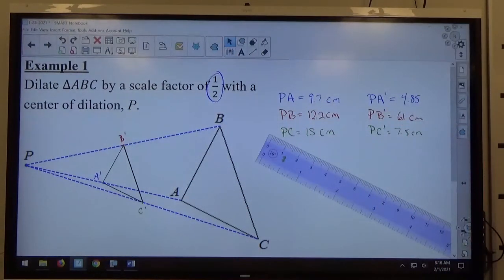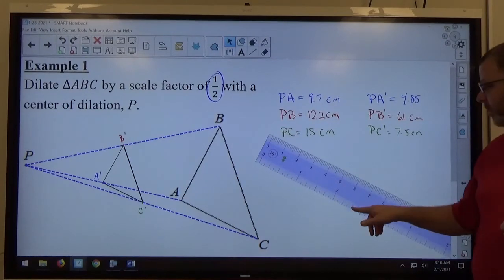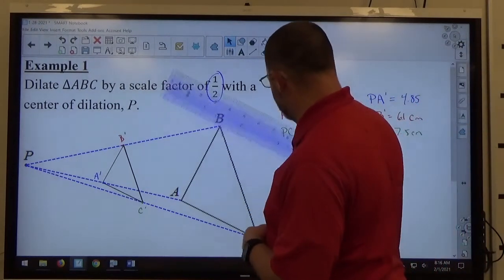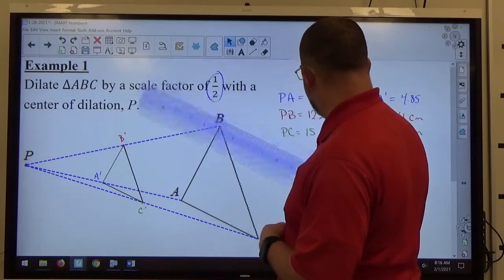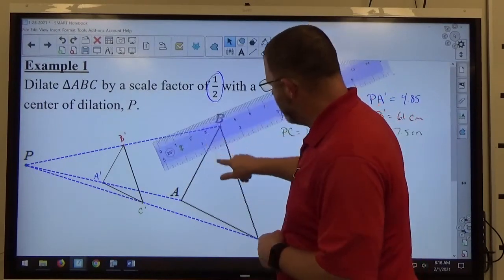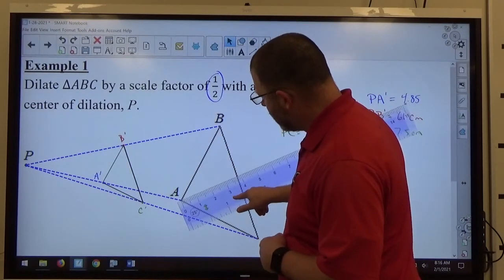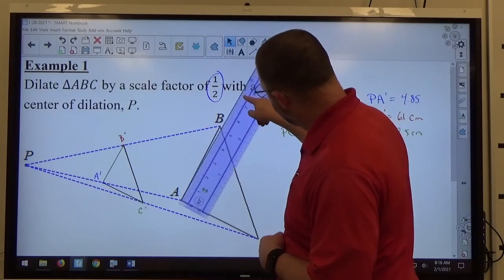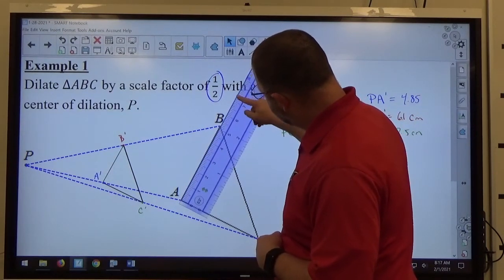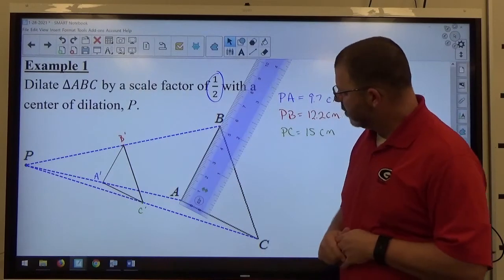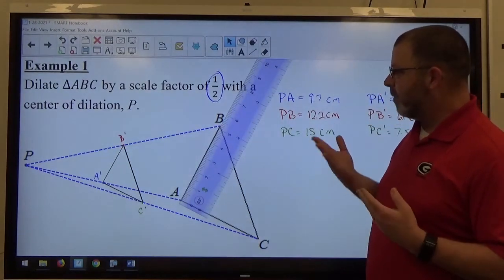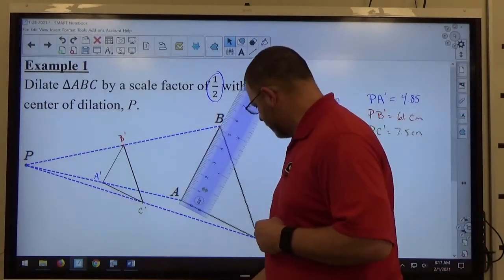If you want to do a quick check to see that it was done correctly, all we have to do is verify that side AB is twice as big as side A prime B prime, and so on and so forth. It doesn't matter which side you take, I'll just take AB. I put my ruler's 0 on A, wrapped around to B here. AB is 5.2 centimeters.